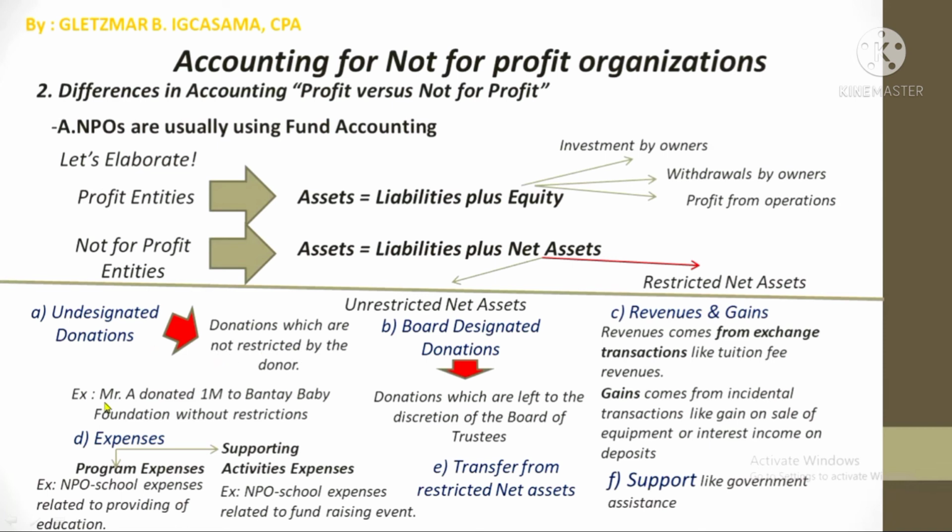For me, you need to familiarize these components because you will need them in the preparation of the financial statements of the NPO. So to help you, I have here a mnemonic, TUBERS. T stands for transfer from restricted funds, U is for undesignated donations, B is for board designated donations, E is for expenses, R for revenues and gains, and lastly S for support.